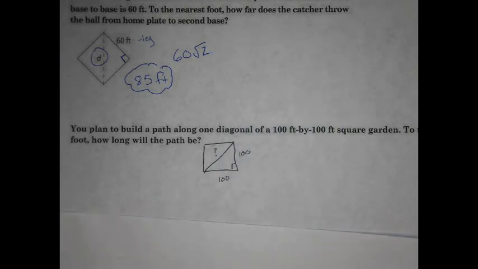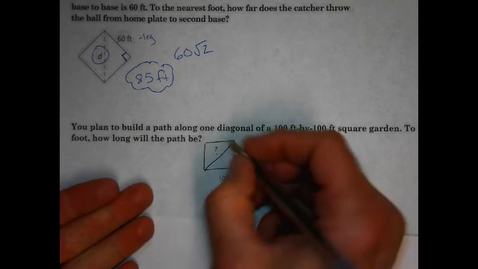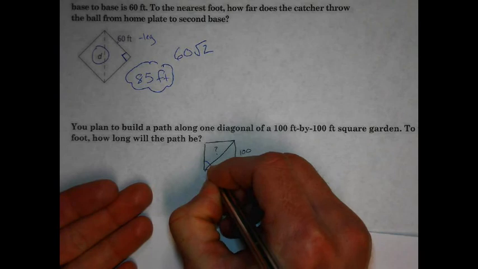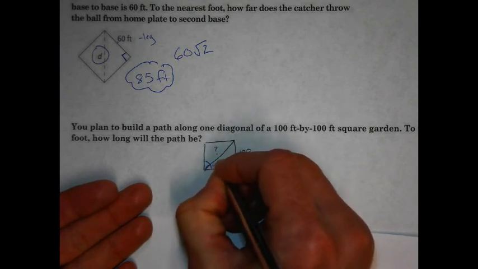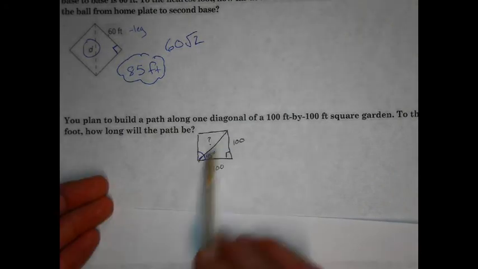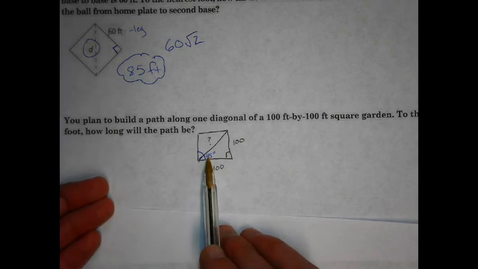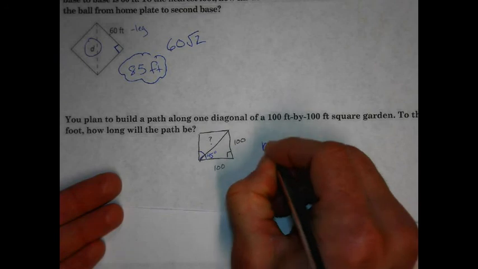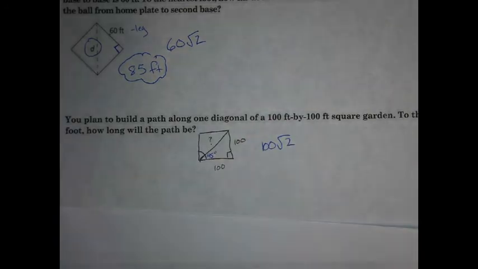So we have a 45, 45, 90 right triangle. How do I know this is a 45, 45, 90? Because it's a square, and the diagonals bisect the angle. Half of 90 is 45. Did you see that? It's a square. Diagonals bisect. Half of 90 is 45, so 45, 45, 90. Therefore, the diagonal is 100 times the square root of 2.